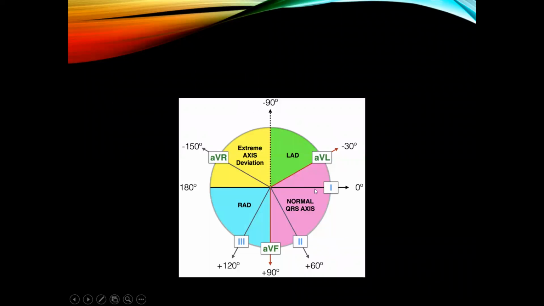This is a better depiction. Our normal QRS axis is -30 to +90 degrees. Left axis deviation is between -30 and -90. Right axis deviation is between 120 and 180. And then extreme axis deviation is over here.